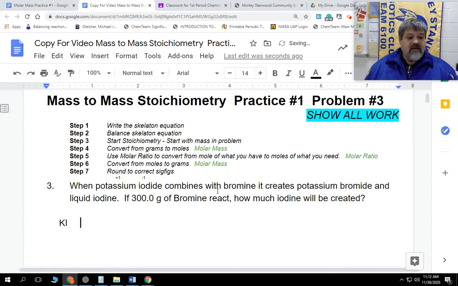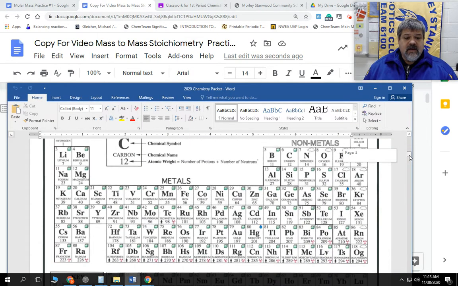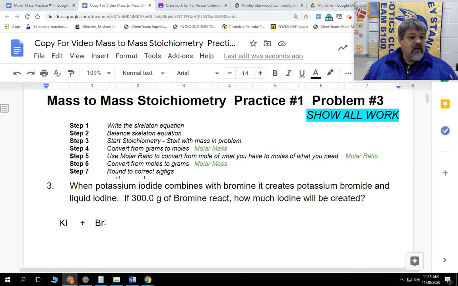Now that is going to react, or combine, with bromine. So we put plus and we put bromine. Now the thing about bromine is, anytime we have an element by itself, we have to see, is it diatomic? So let's go back to the periodic table. Here are our diatomic elements: nitrogen, oxygen, fluorine, chlorine, bromine, iodine, and hydrogen over here. Again, it makes a 7. Bromine is one of them. So we know that we're going to have to put that they're diatomic.